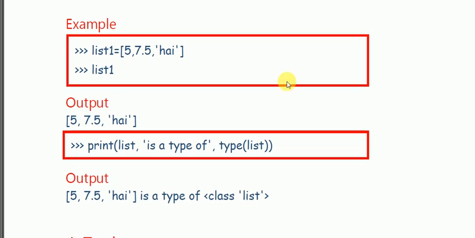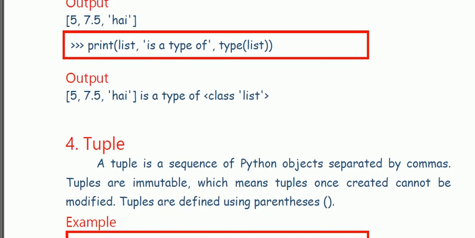So we can pass multiple values: 5, 7.5, and hi. 5 is the integer type, 7.5 is the floating point value, and hi is the string type. So we can store different types of data items in the list. We can check the type, and it is the list type. We can see it practically.